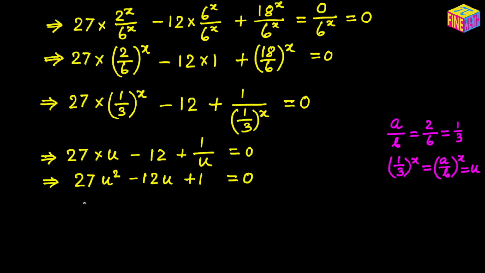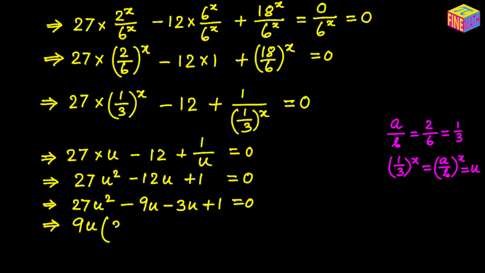So let's try to factorize this equation here. This is a quadratic, so this would be 27u squared minus 9u minus 3u plus 1 is equal to 0. Between the first two terms we can have 9u as a common factor. So 9 times u, then we have 3 times u minus 1, and then negative 1 times 3 times u minus 1. All of that is equal to 0.